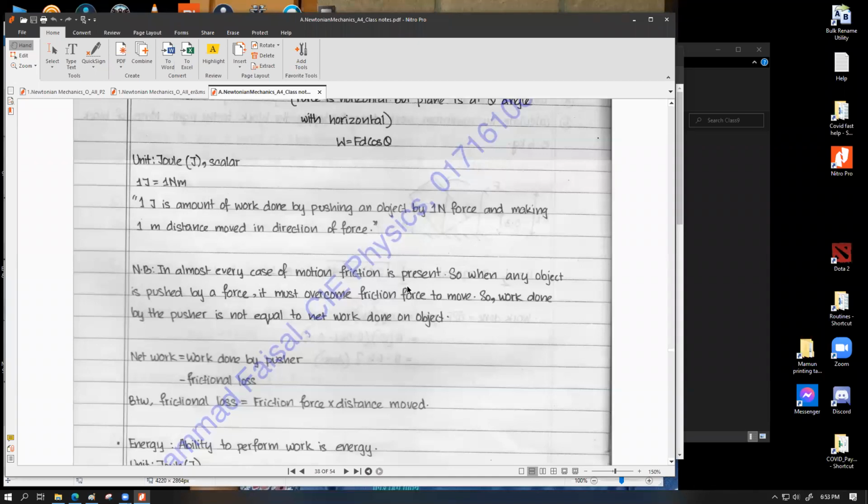But the work done by the pusher is not equal to the net work done on the object. So what do we mean by net work done? Net work done means the amount of work that is visibly seen, the amount of work that is actually achieved on the object.